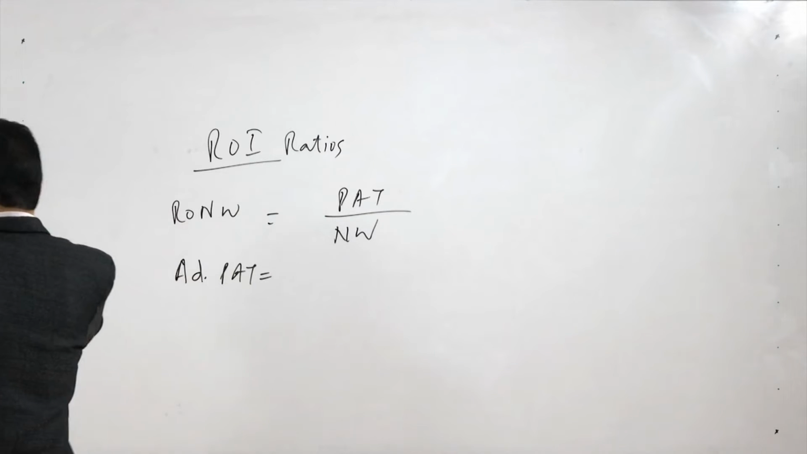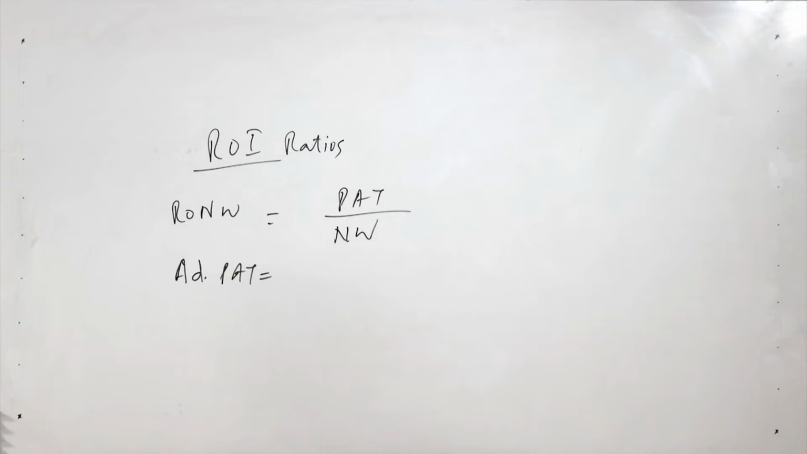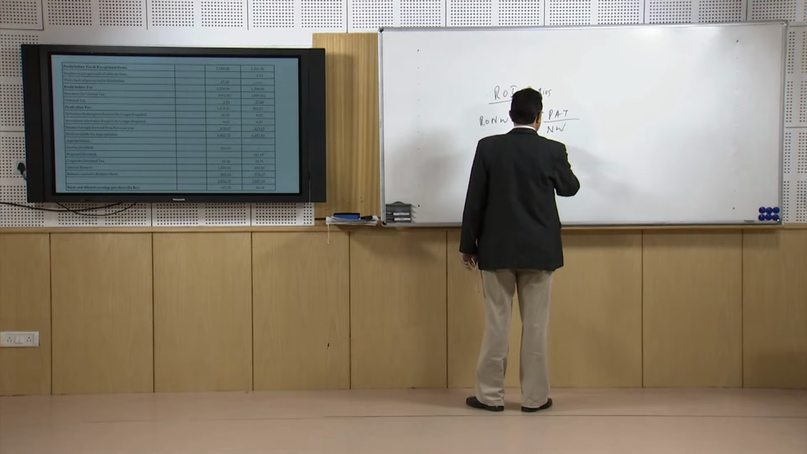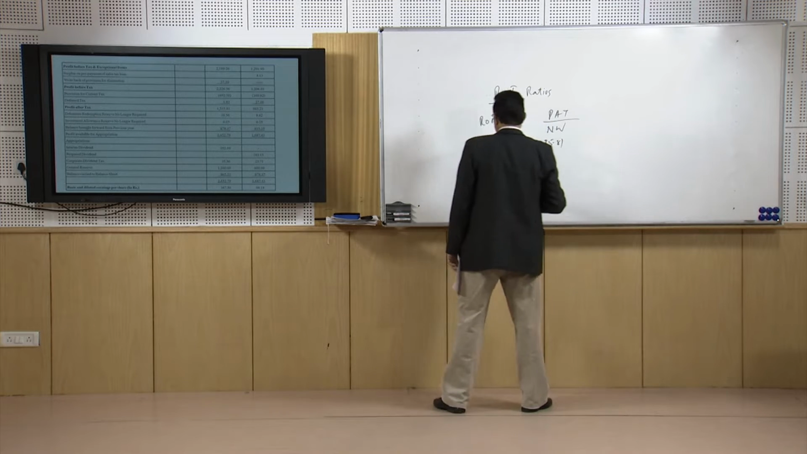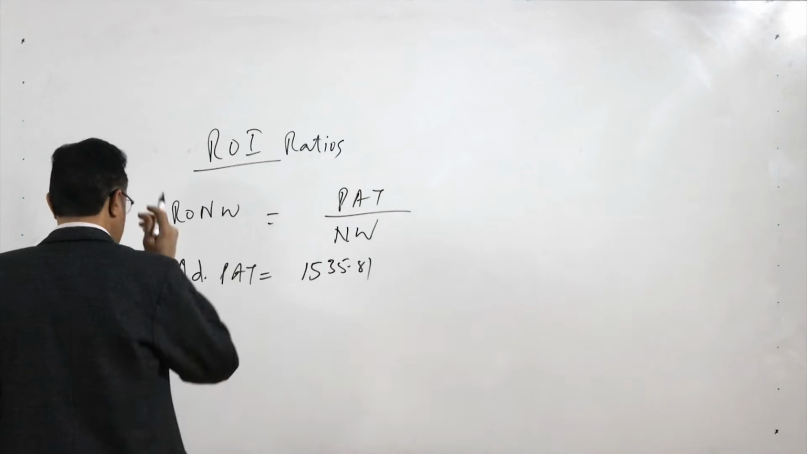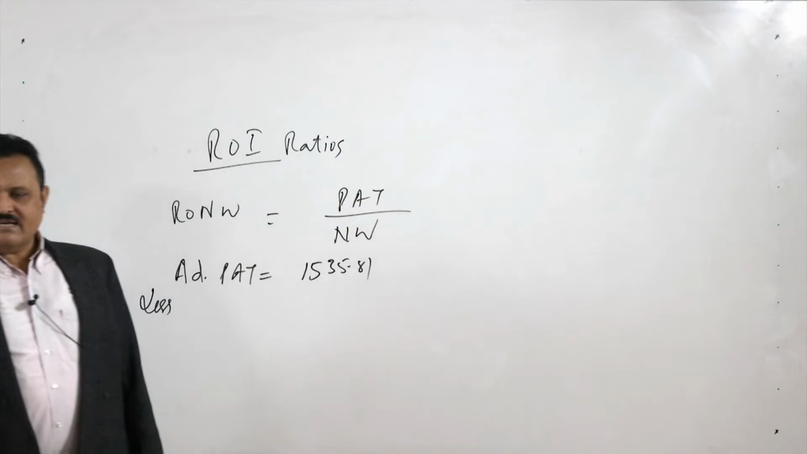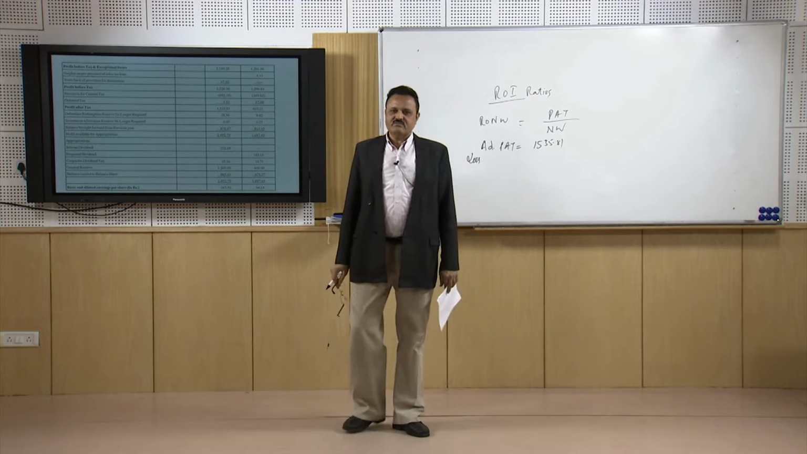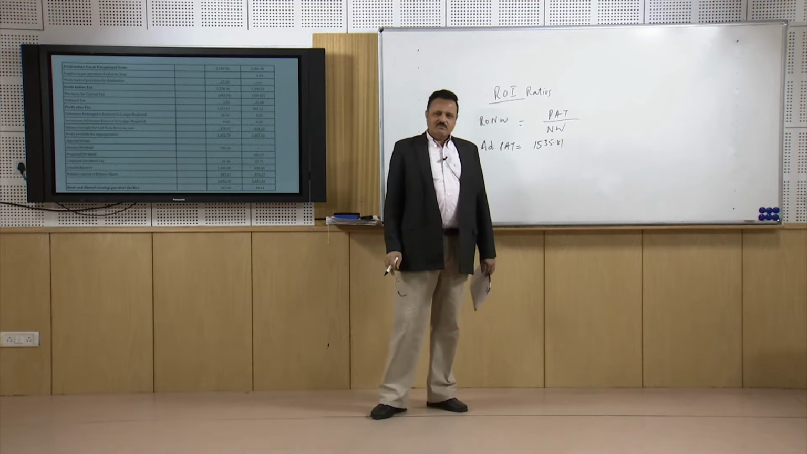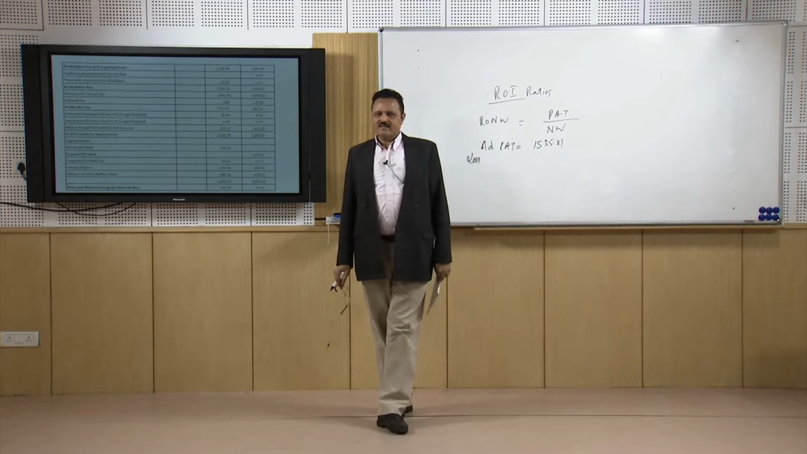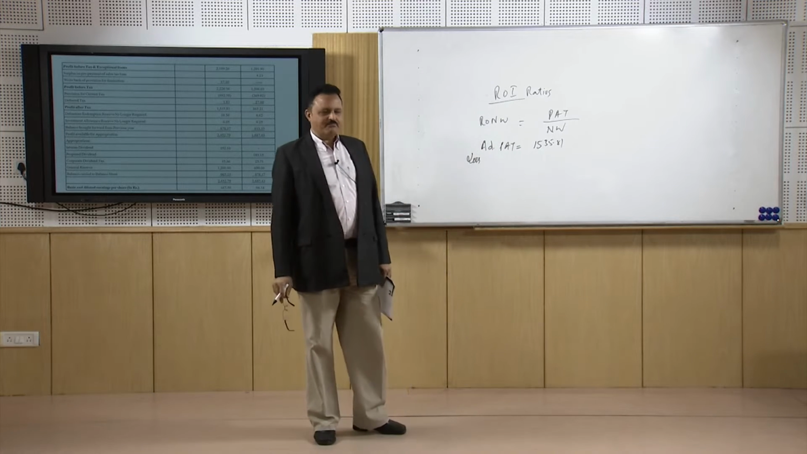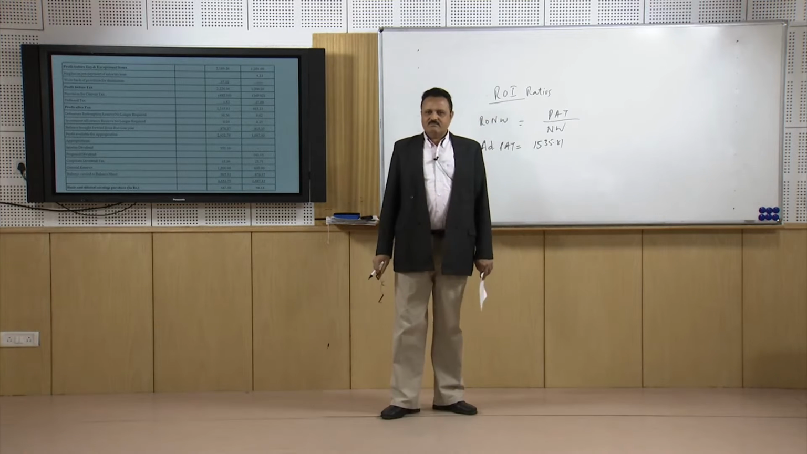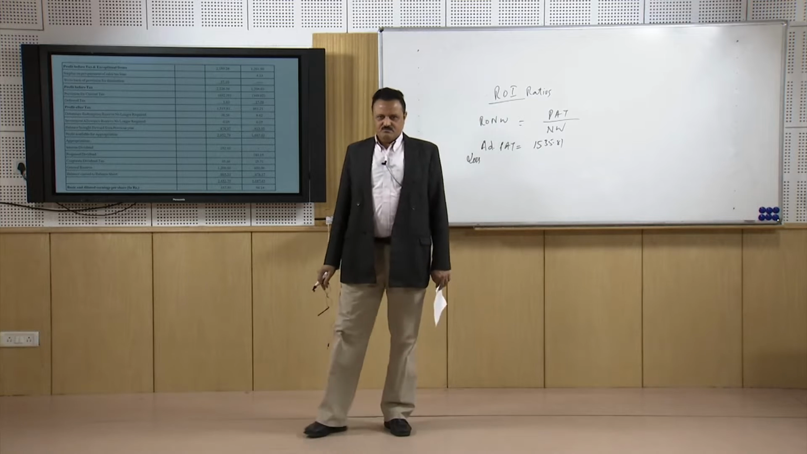The PAT for the current year is 1535.81 crores, and from this you have to subtract the kind of income which is not regular income. Any income which comes once in a while, which is not regular, we will have to subtract, because that income is of no use to us. For calculating the profit after tax, we should take the regular profits, those normally from the operations of the firm.